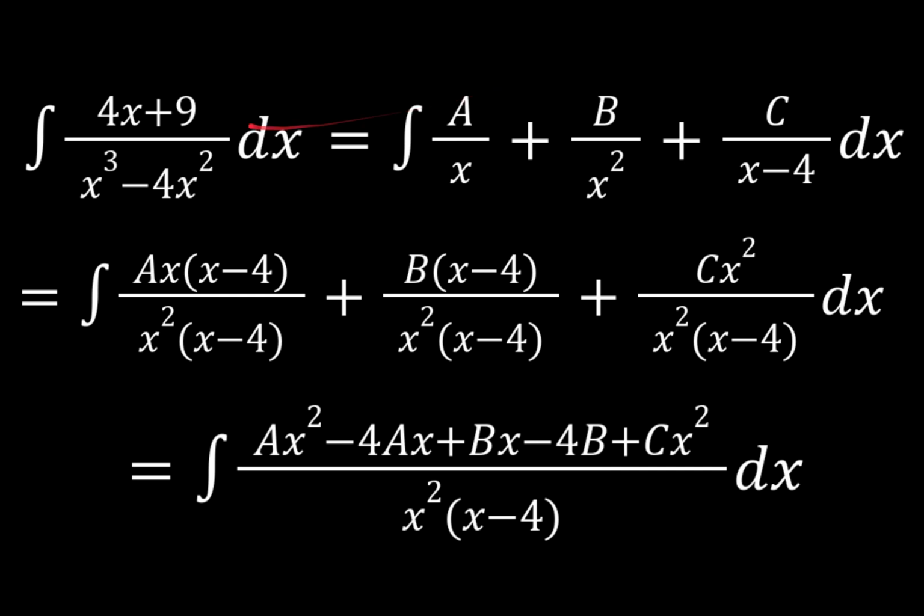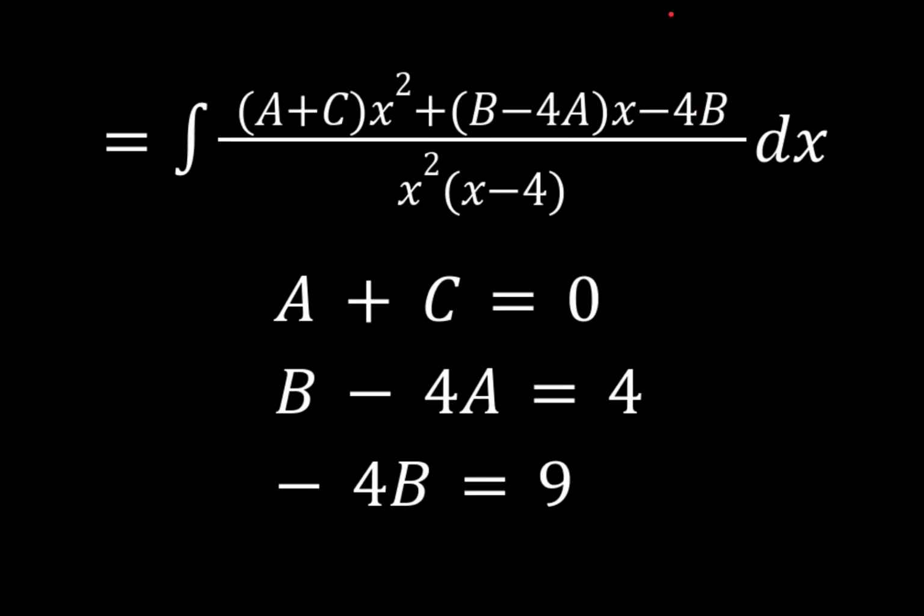So we now simplify, not simplify, but add them back all together. And so for this one, we're just multiplying by x times x minus 4. This one is just x minus 4, and this one is just x squared. Combine them all together. I'm not going to group them together like I did last time. I'm just going to go straight to the system of equations. Oh wait, psych. I actually did. A plus c times x squared plus b minus 4a times x minus 4b, all over x squared times x minus 4 dx.